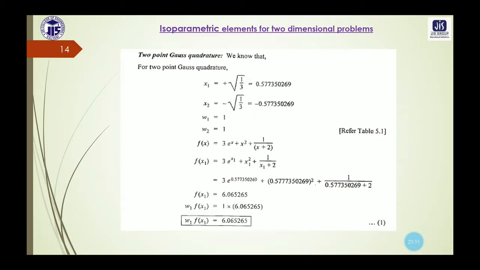If we put the value of x1 as 0.57735 here, then after the necessary calculation, we are getting the value of f(x1) as 6.065265. That means if we multiply this with w1, that is 1, then the value will remain the same, so w1 times f(x1) is 6.065265, and this is our equation number 1.